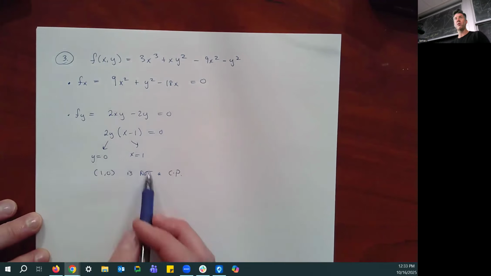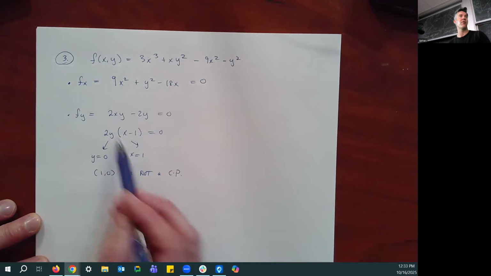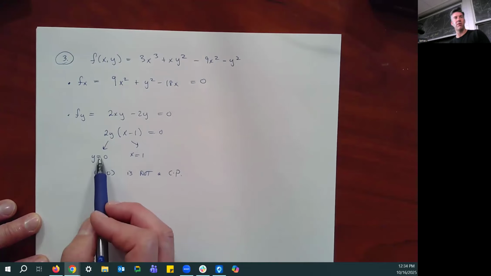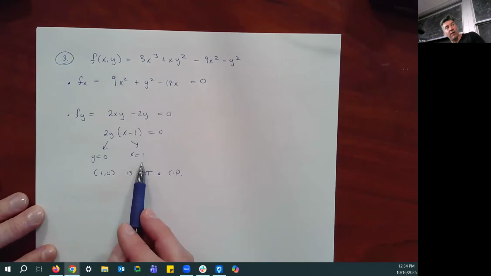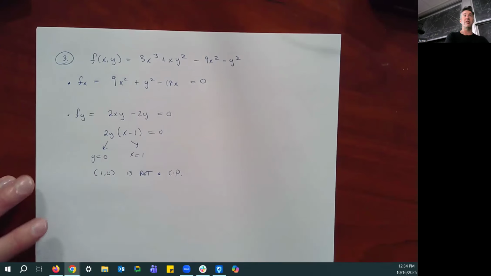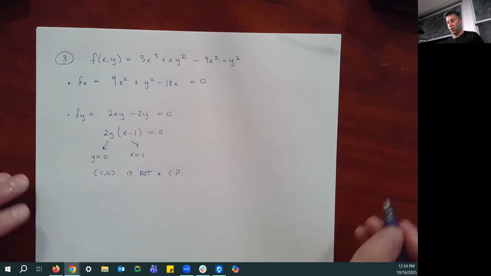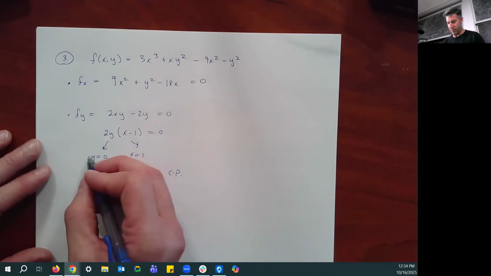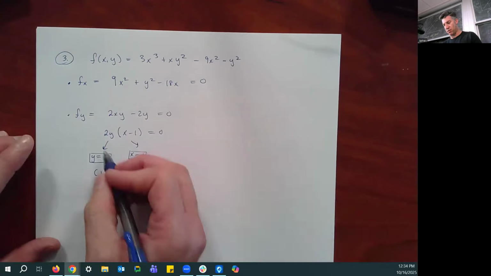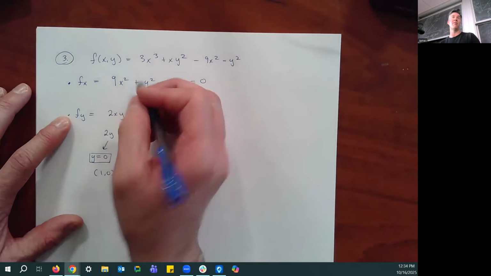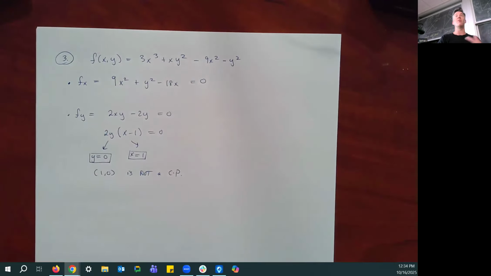Each of these is like half of a critical point. I've got y equals 0, and I'm going to find the x values that make the other equation 0. And then I've got x equals 1, and I'm going to find the y values that make the other equation equal to 0. In other words, we take each of these halves of critical points and substitute them back into the other equation to figure out what the other variable has to be to make it equal to 0.